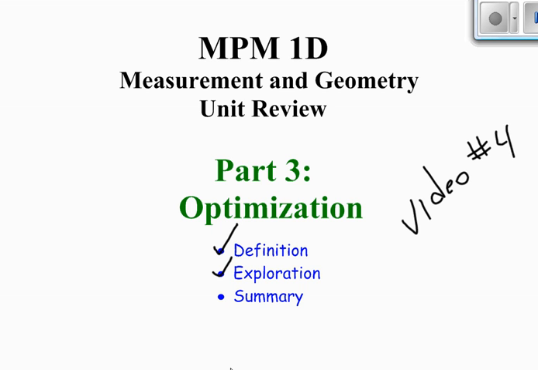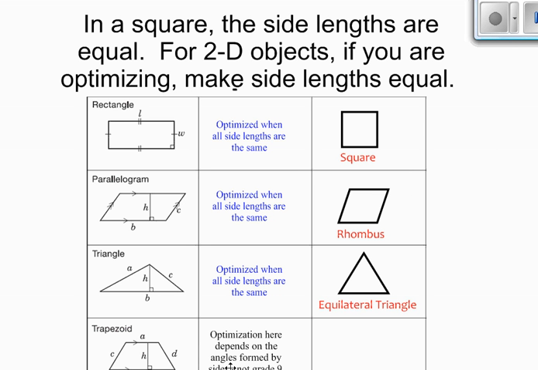Well, we've seen that when you optimize in two-dimensional space, the key is right here: make your side lengths equal. If you can make the side lengths of a shape equal, then you're probably working on optimizing that shape. So for example, in a rectangle, it's optimized when the side lengths are the same, and that actually means you're making a square. A square is an optimized rectangle.